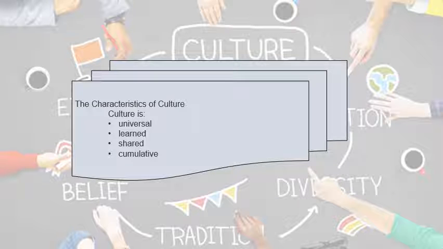The characteristic of a culture is it is universal. That means every member in that group follows the same beliefs, traditions, norms, etc. Then it is learned, it is not inherent. When a baby is born, he is not born with all those traditional beliefs, norms, and all. He is learning it from the other members of that group. That is learned.